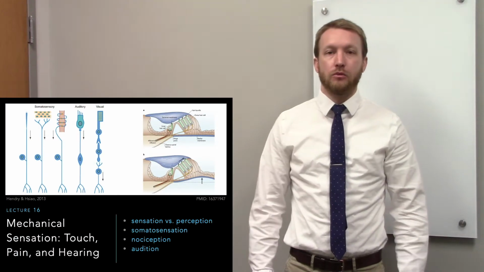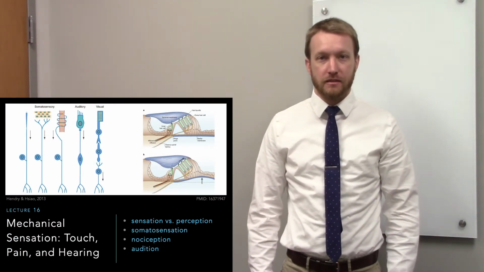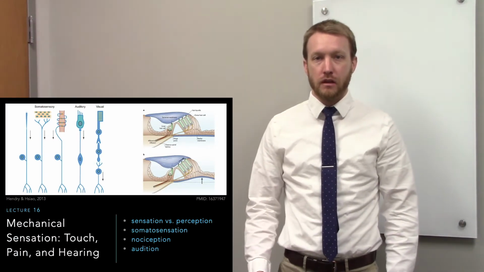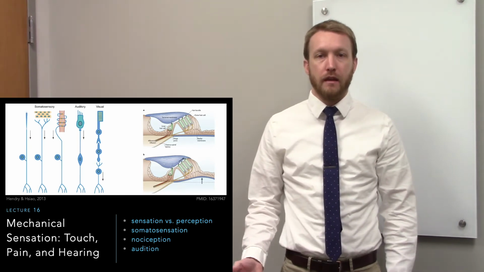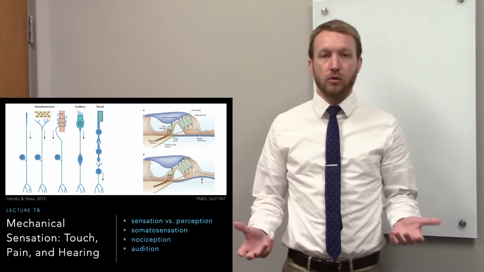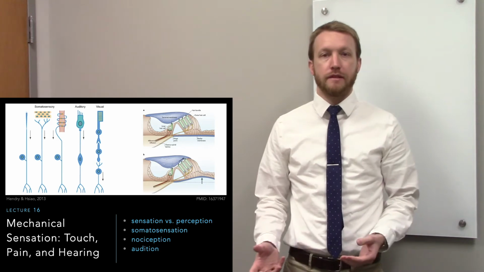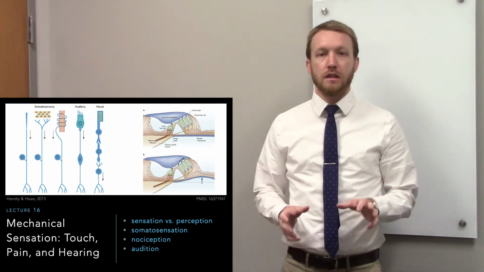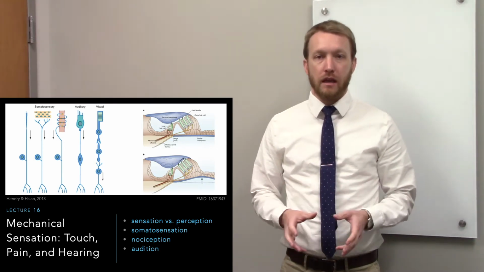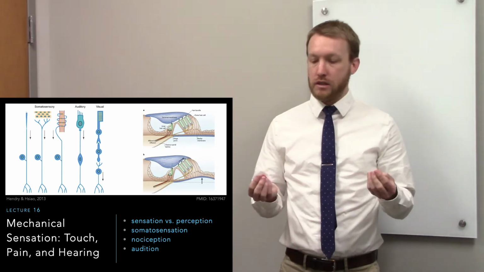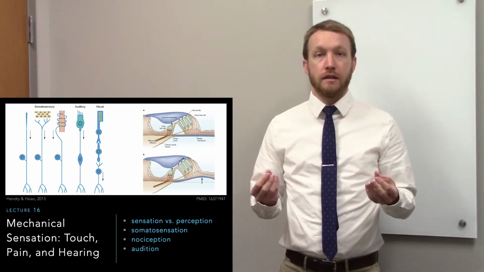In order to properly navigate the world, we have to gather some information about it. We have to be able to perceive external stimuli and create some perception about the world around us so we can make appropriate plans. In this lecture, we're going to talk about mechanical sensation. So that would be, of course, touch and hearing.